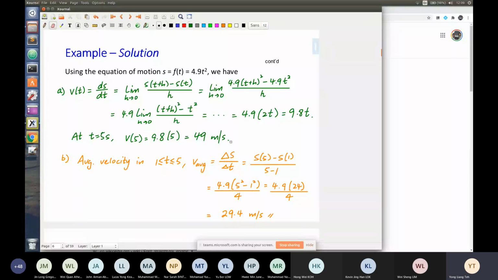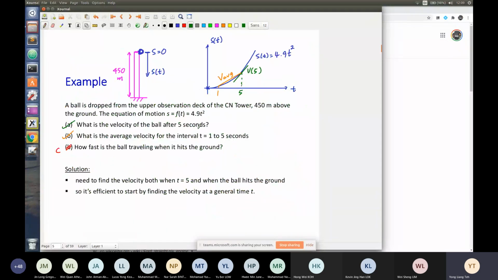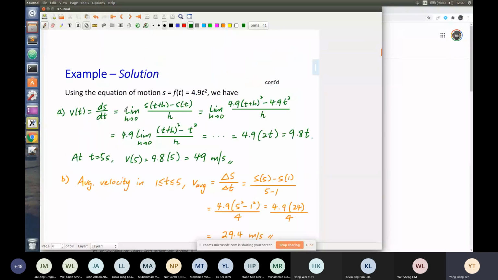By inspection, we can see that this 29.4 looks correct because this is a shallower gradient as compared to 49, and that is in agreement with our slopes here. This is 49, so this one must be a shallower gradient. So it should be 29.4.